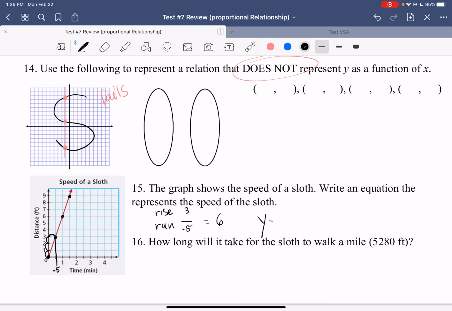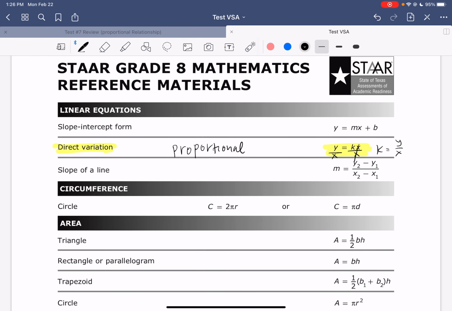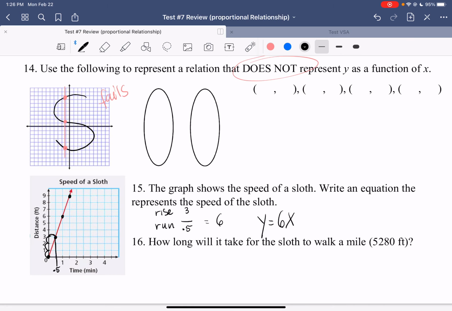And so what we just found here, this rise over run, the y over x, is my slope. So when I want to write my equation, it's going to look like this. Because from the proportional relationship here, we see y equals kx. y equals kx is that linear line that is proportional. This one right here.